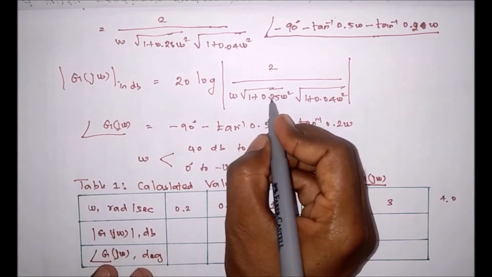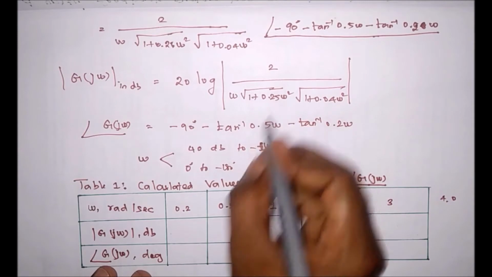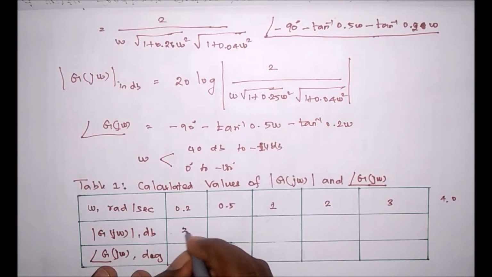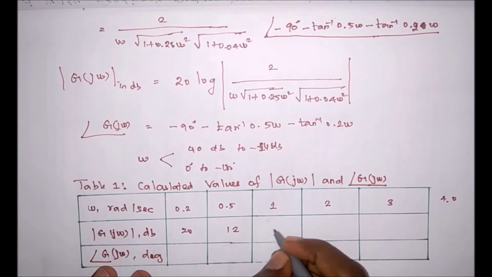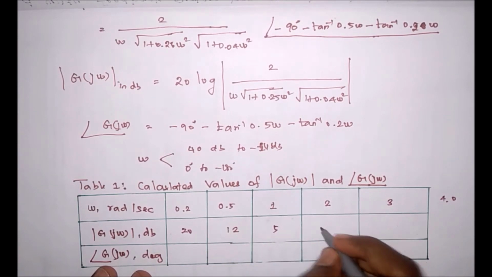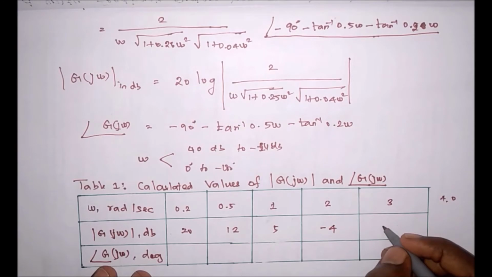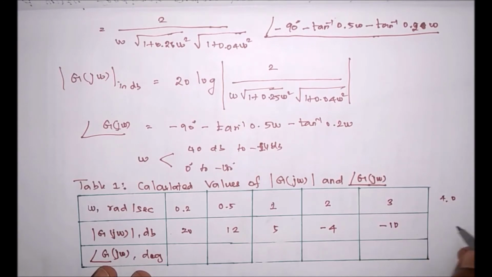For omega equal to 0.2, if we substitute here we will get 20. For 0.5 we will get 12. For 1 we will get 5. For 2 we will get minus 4. For 3 we will get minus 10. For 4 we will get minus 15.